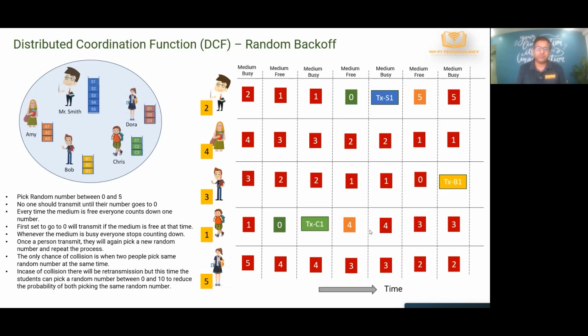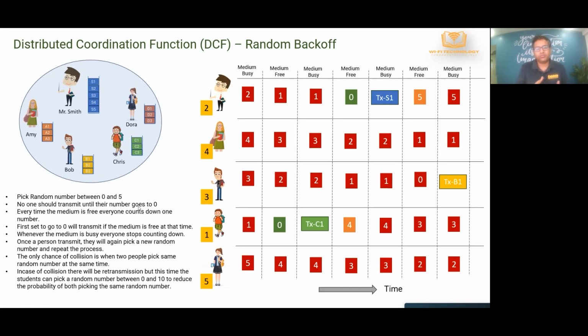Now, of course, we might ask what happens if 2 people pick the same random number, which is very much possible. And yes, in that case, there will be a collision. Most likely there will be a collision. And if there is a collision, then they follow something called a random Backoff or an exponential Backoff mechanism, where now they're saying, okay, well, there are 2 people who pick the same random number, and so they're colliding. So next time what they will do is, instead of picking a random number between 0 and 5, they will pick a random number between 0 and 10.